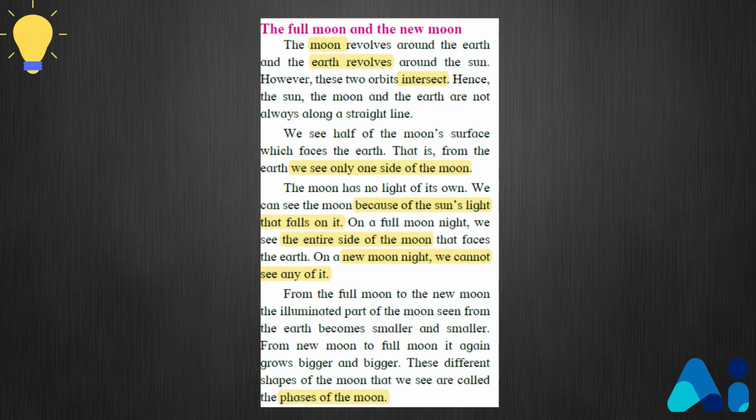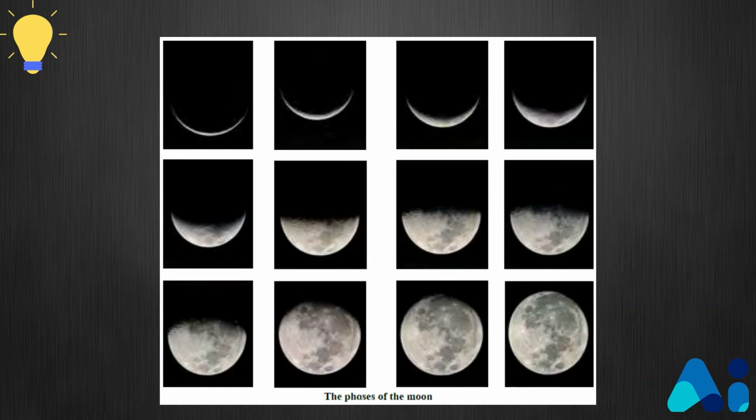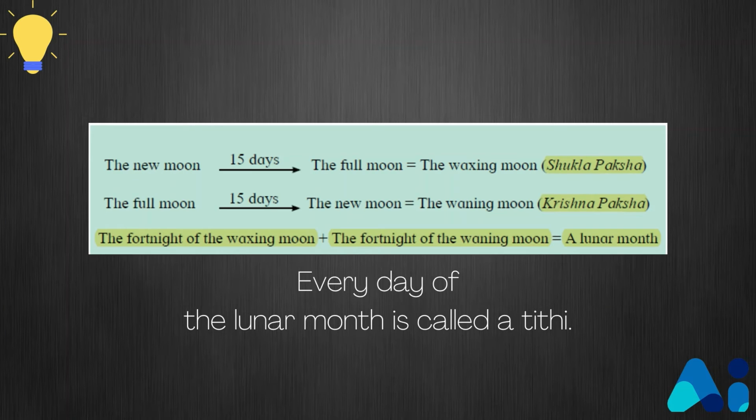Now, let's talk about the full moon and the new moon. Before we get into this, let me show you this nice image here. You can see there is a full moon day and there's a new moon day. This happens in a cycle of 14 or 15 days. From the new moon to the full moon, it takes 14 or 15 days, and that's called the waxing moon, also called Shukla Paksha. From the full moon to the new moon, it's again 14 or 15 days, and that's called the waning moon.